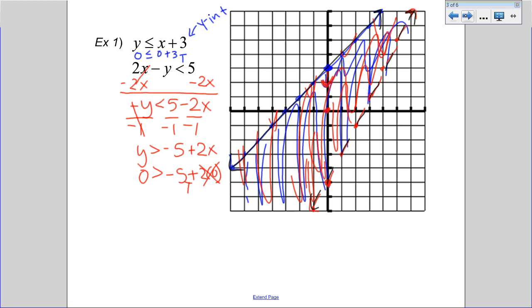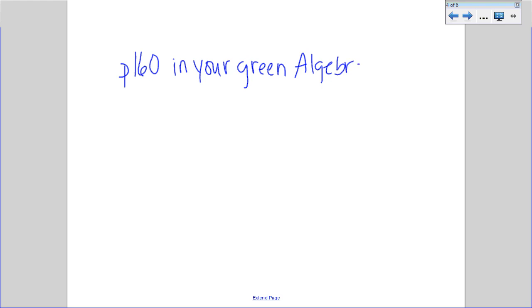All right? So what you're going to do now is you have an on your own. So if you didn't bring your book home, you'll have to do this in seminar or do this before you come to class. But you have page 160 in your green Algebra 2 book, and you're going to do number 30.